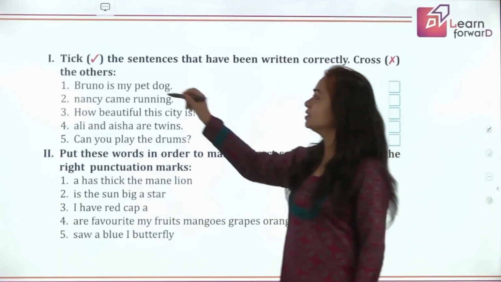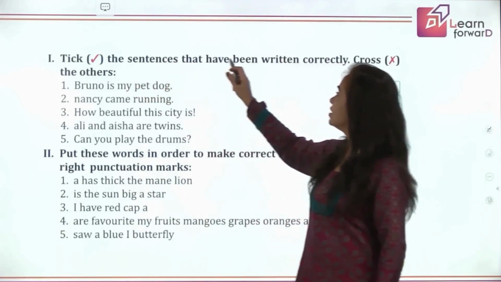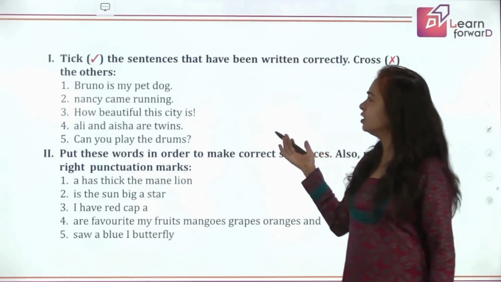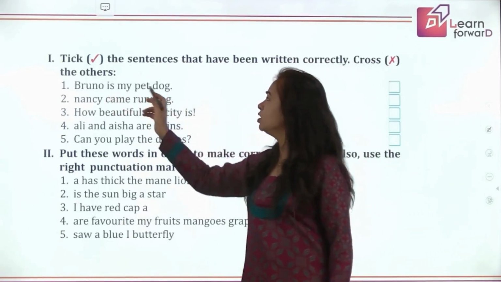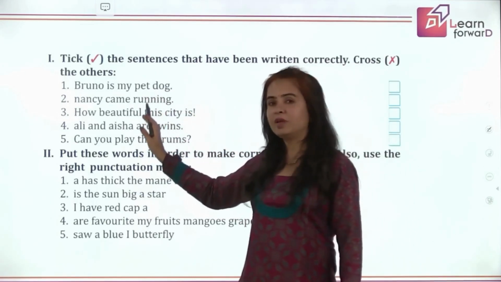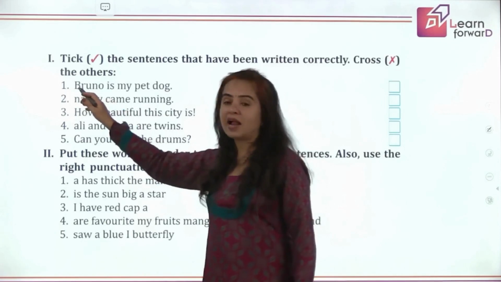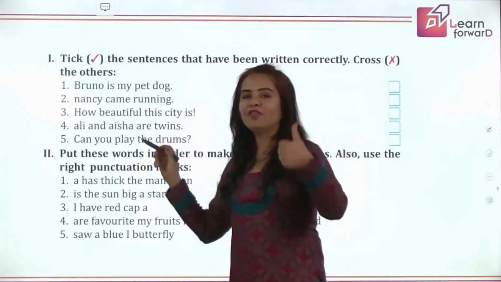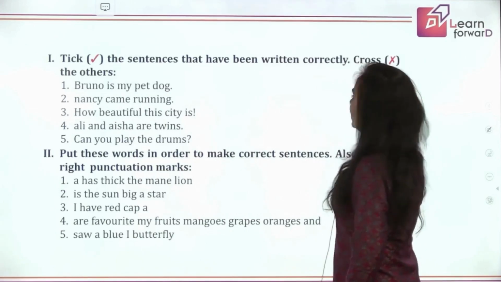Now let's do an exercise. Tick the sentences that have been written correctly and cross the others. So let's see which sentences have been written correctly. Bruno is my pet dog. Is it written perfectly? Let's check out. It is a meaningful sentence. Yes. It's starting with a capital letter. Yes. It's ending with a full stop. Perfect. So this is written correctly.